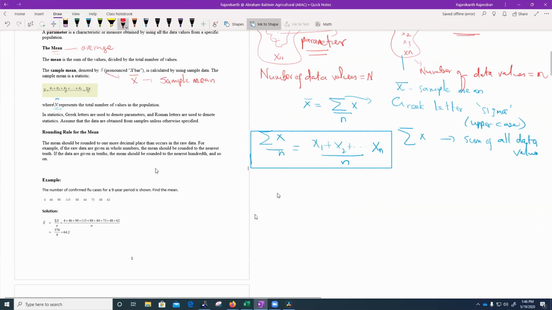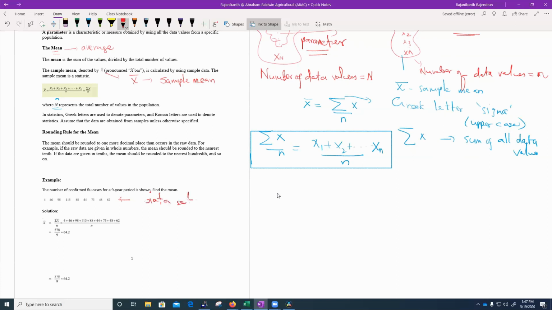Okay, so now the rounding rule. The rounding rule says what? Suppose you are given all the data values as whole numbers, that means you have to round your mean to one decimal place, one more decimal place than your data values. For example, look at this problem. This is the given data set.